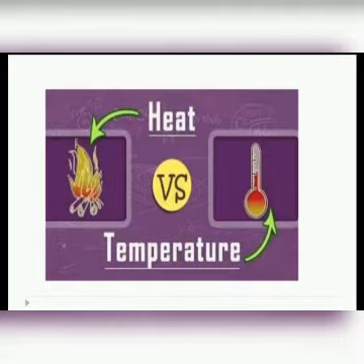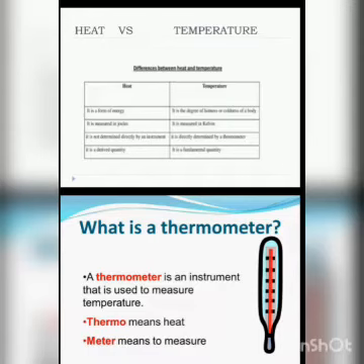As we know, heat cannot be judged only by the sense of touch. We have to measure it with the help of the thermometer. The thermometer is used to measure the temperature. So the basic difference between heat and temperature is that heat is a form of energy and temperature is the degree of hotness or coldness of the body.